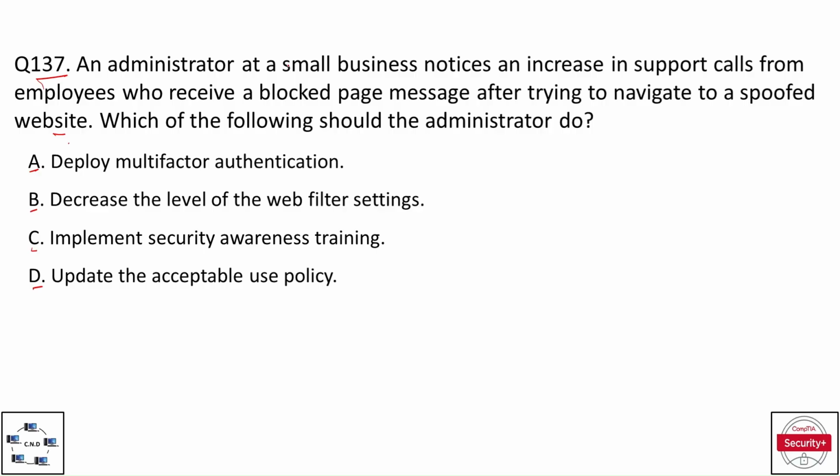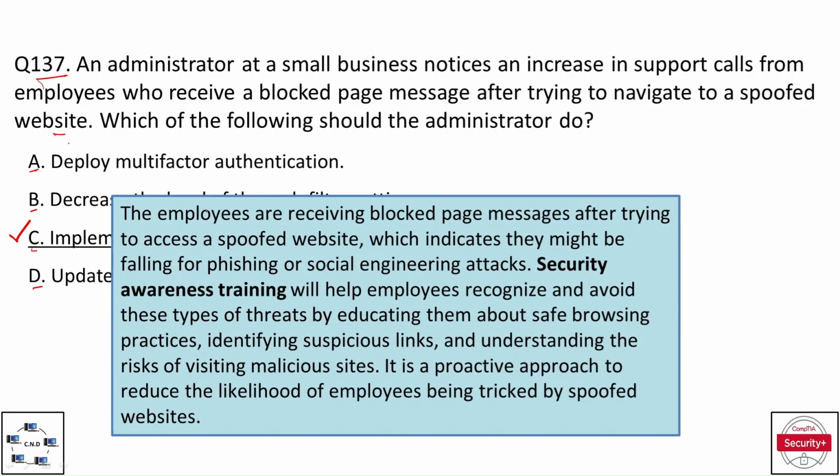And the correct option is option C, implement the security awareness training. So the employees are receiving blocked page messages after trying to access a spoofed website, which indicates they might be falling for phishing or social engineering attacks.